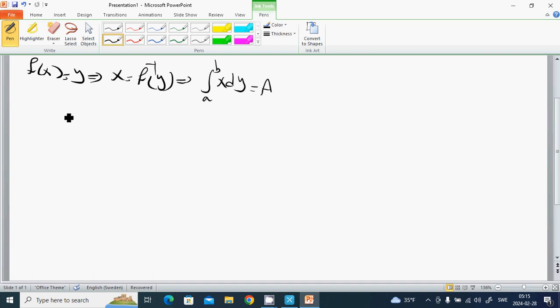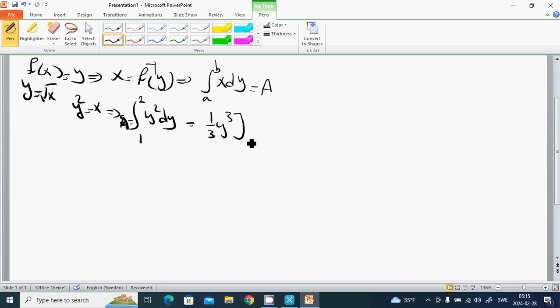And we have an example, y equals square root of x, and y^2 is x. Then the integral of y^2 dy from 1 to 2, the area A equals 1/3 y^3, from 1 to 2, it is 8 divided by 3 minus 1 divided by 3, which is 7 divided by 3.